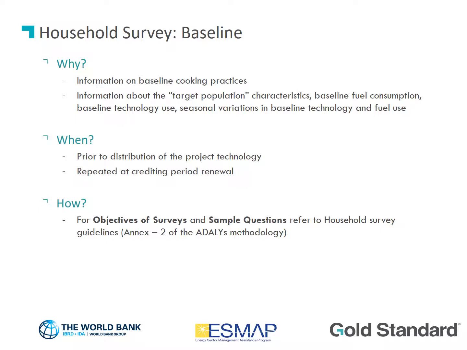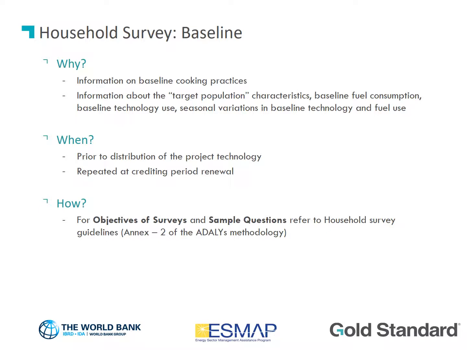So the reason we do these baseline surveys is to collect information on baseline cooking practices and information about our target population. That information includes baseline fuel consumption, baseline technology use, seasonal variations in baseline technology and fuel use. And the seasonal variation information is very important because oftentimes the before and after study, the measurements can take place in different seasons, and it's really important we ask questions and make observations about those seasonal variations so we can account for any changes in our analysis.